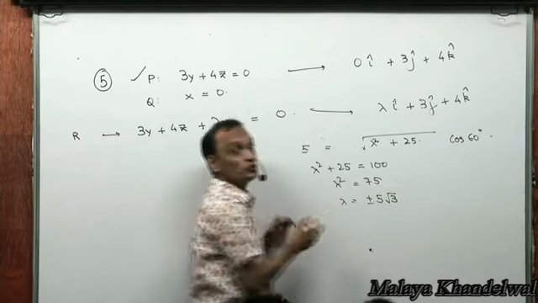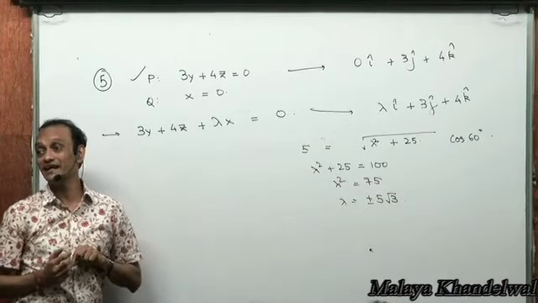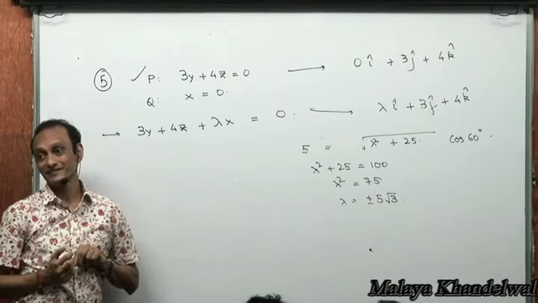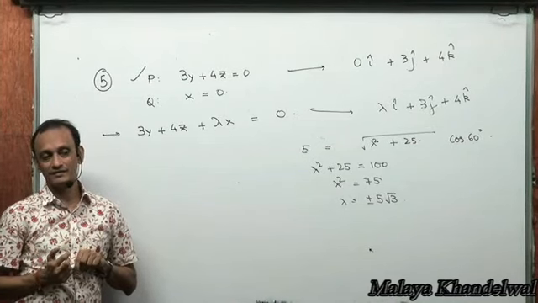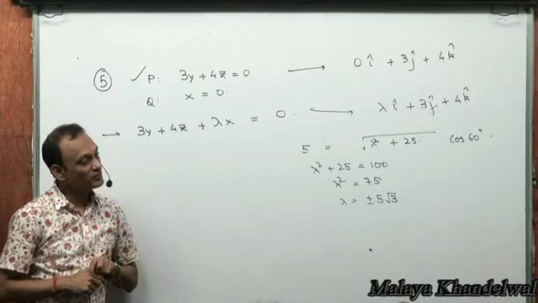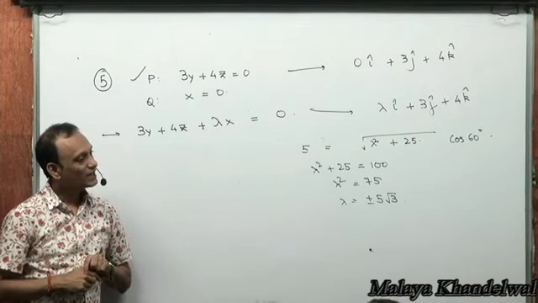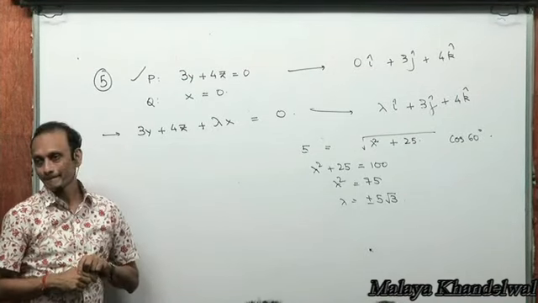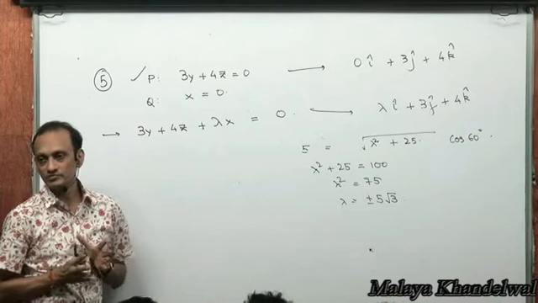Do you realize there can be two positions? 60 degrees on one side and 60 degrees on the other side. So one lambda will give me one of the planes, the other lambda will give me the other plane. Right? That's how.